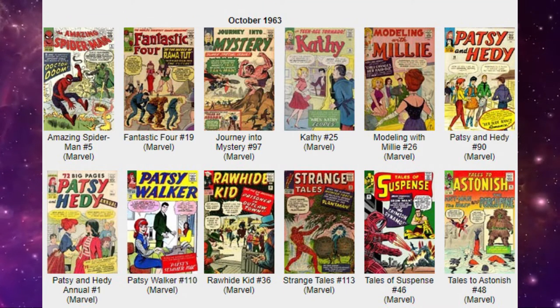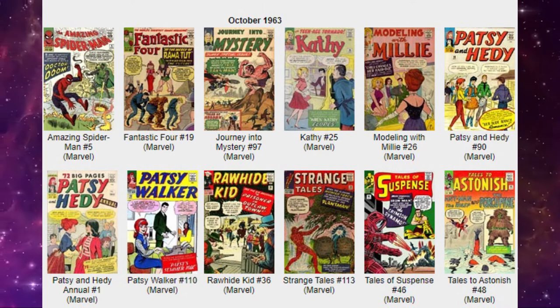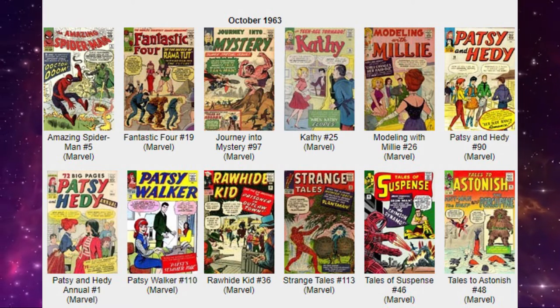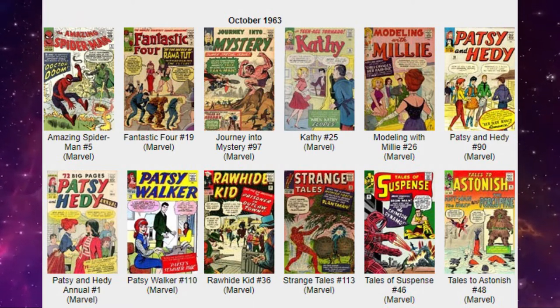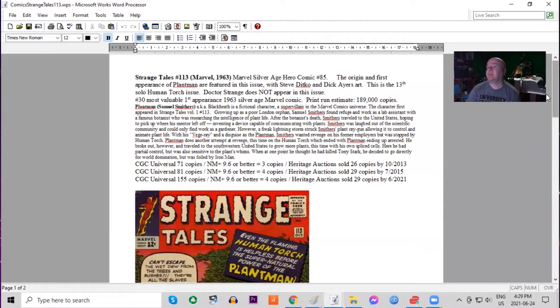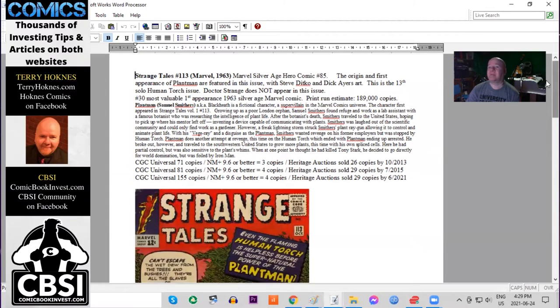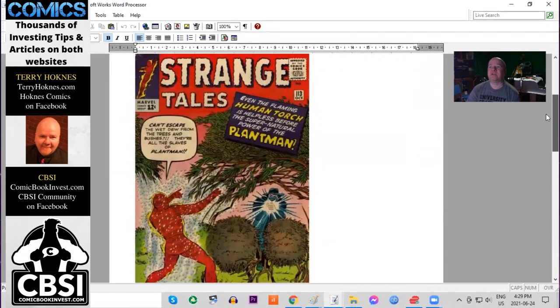We also get a Western, Rawhide Kid, number 36. So the next book we're going to now look at is Strange Tales 113. This is the origin and first appearance of Plantman. Steve Ditko and Dick Ayers art, the 13th solo Human Torch issue.